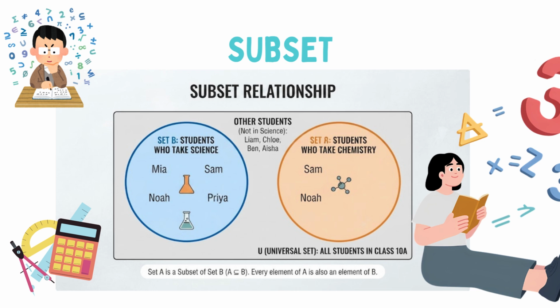Therefore, set A, advanced calculus, is a subset of set B, maths. In logic, we write this as A ⊂ B. Everything in A is also in B, but there are some students in B, like Mia and Priya, who are not in A. It's a perfect visual for showing total containment within a category.